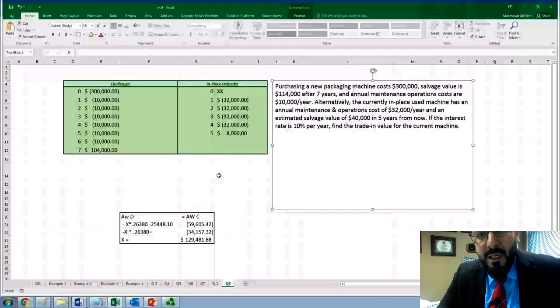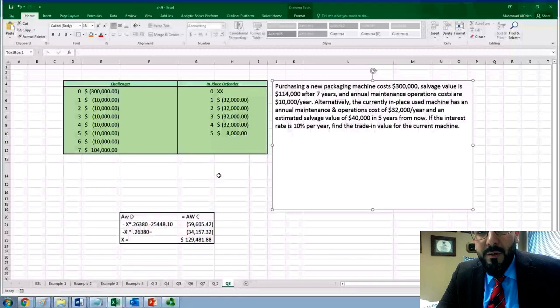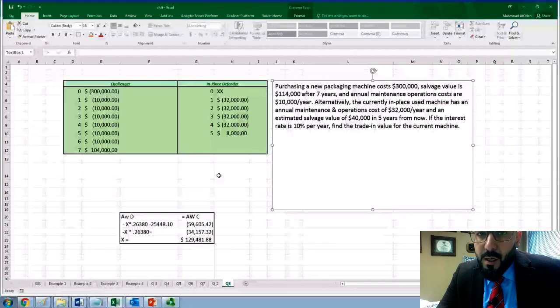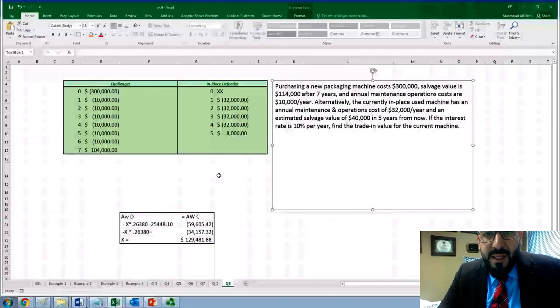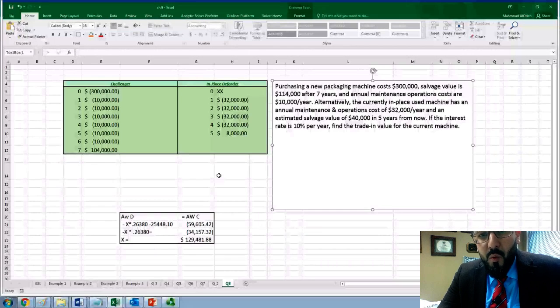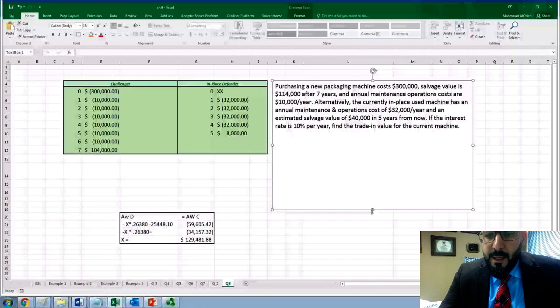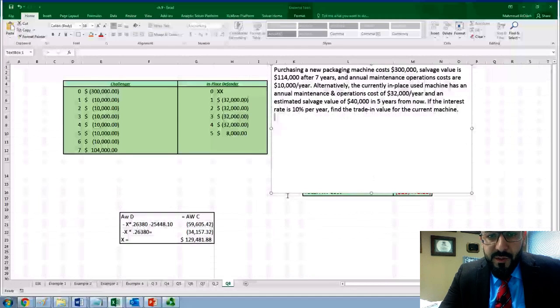And this could be to find out what would be the market value for this current machine. Either way would work. So in order to find the trade-in value, we need to find out what would be the annual worth for the Defender and make that equal to the annual worth of the Challenger. Starting with this table right here, so let me move this up here.